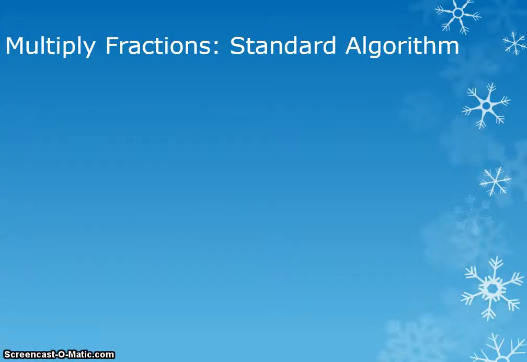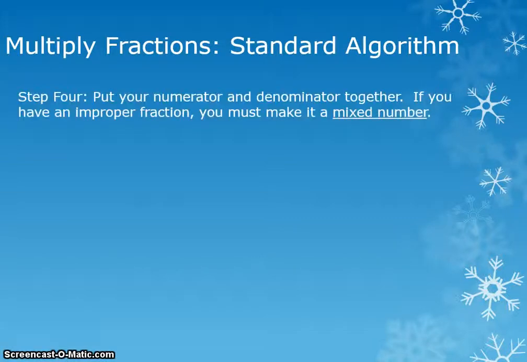Now we are ready for the final step in multiplying fractions with the standard algorithm. You must then put your numerator and denominator together. If your product is an improper fraction, you must make it a mixed number. Using our example, we started with 3 times 4/5. We then changed it so that our whole number was a fraction. When we did that, we had 3 wholes times 4/5, and our product was 12/5. This is an improper fraction, as our numerator is greater than our denominator.